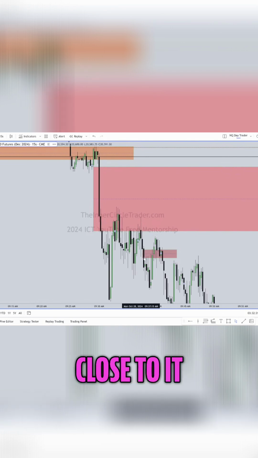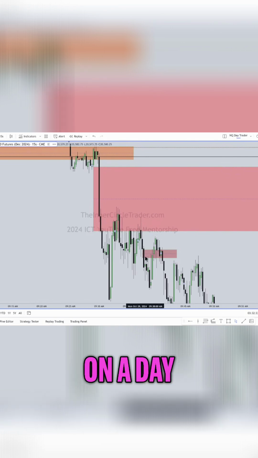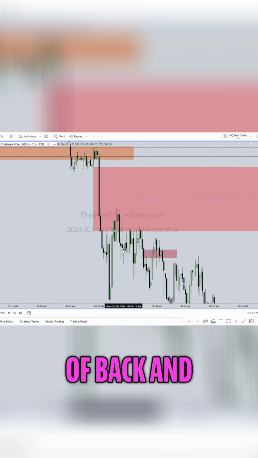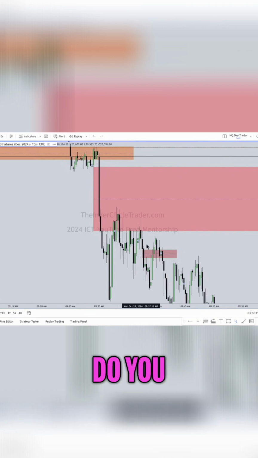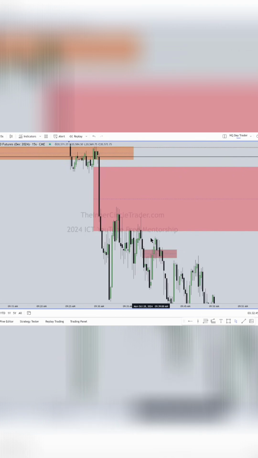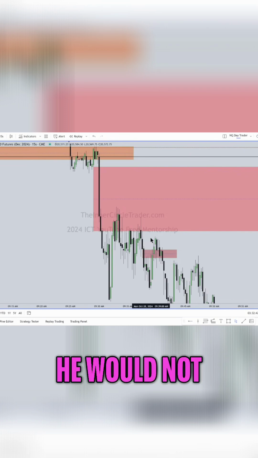if it wasn't so close to it like it is here, on a day where it's already what? Indicating it's going to be high resistance. We already have indications that it's high resistance because there's a lot of back and forth price delivery. Do you think that Caleb would go in with max leverage in a trade like that? No. No, he would not.